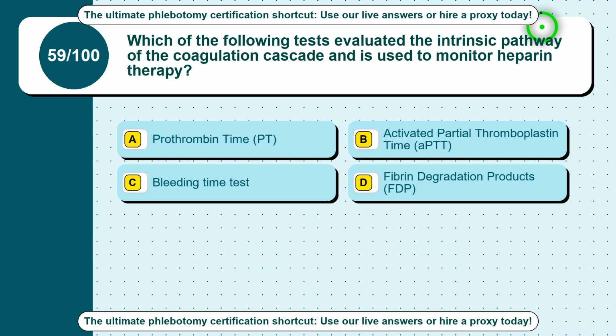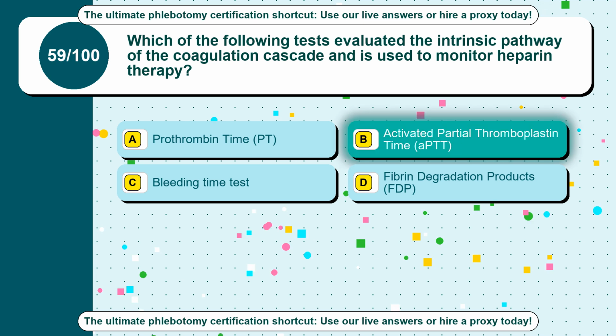Question 59. Which of the following tests evaluates the intrinsic pathway of the coagulation cascade and is used to monitor heparin therapy? Option A, prothrombin time, PT. Option B, activated partial thromboplastin time, APTT. Option C, bleeding time test. Option D, fibrin degradation products, FDP. The correct answer is option B, activated partial thromboplastin time, APTT.